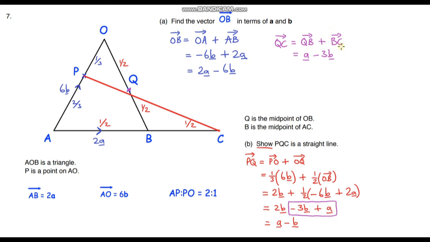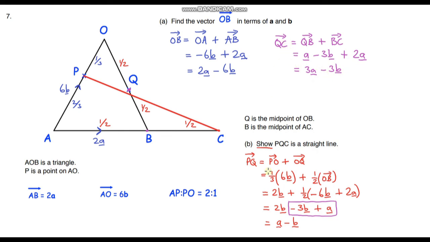And now what is the vector BC? Well, we can see that B is the midpoint of AC. So this vector AB is exactly the same as this vector BC. So this is also 2a. So we're going to add on 2a. And now we just need to simplify. So a plus 2a, that is 3a. And then we've just got minus 3b. So we have found both of the vectors now.